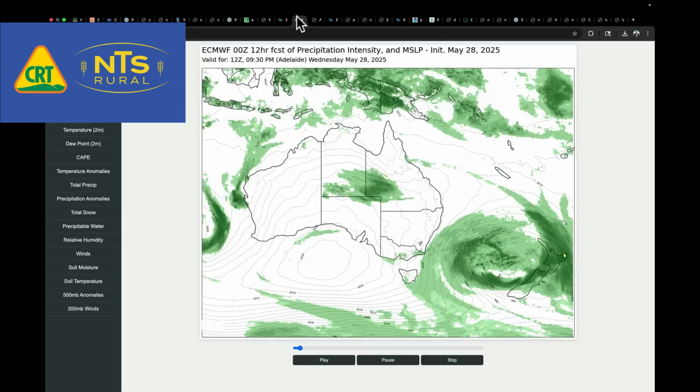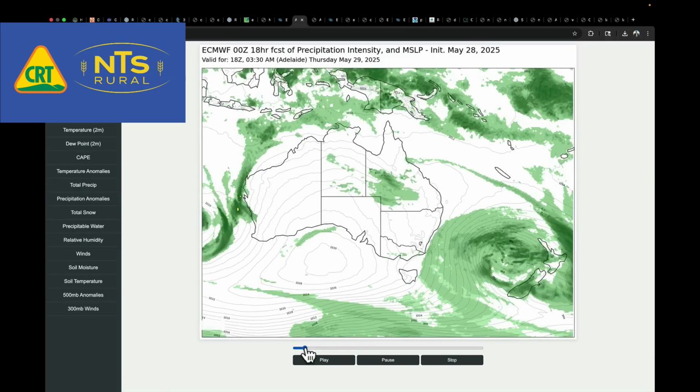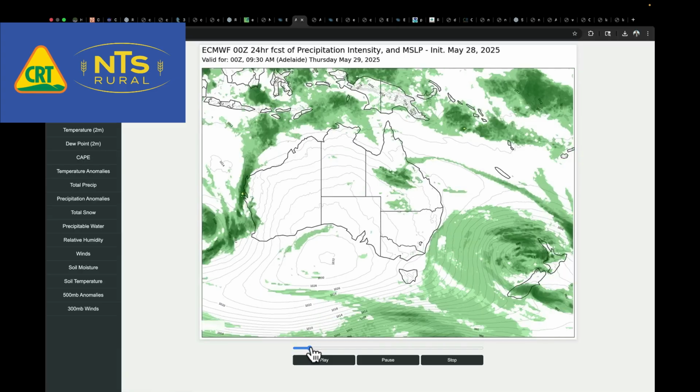This is the latest update from the European model, and I want you to see a couple of things. We have some showers moving through here. This was what we just saw a moment ago on radar, right? So we saw this and we saw this. So this is good. Good model initialization.